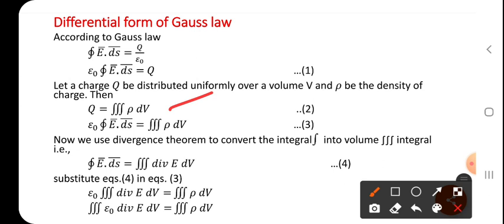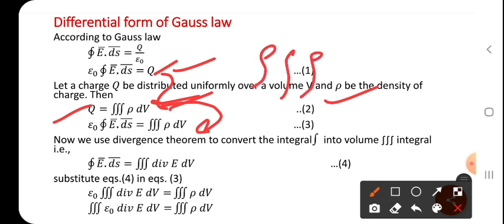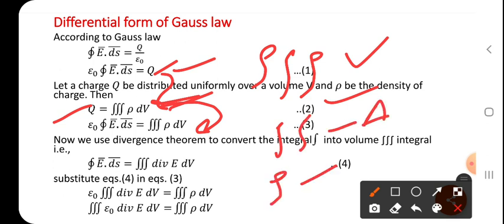Let it be equation 2. Now this q term is substituted in equation 1. Then for the third equation we got epsilon naught integral E bar dot ds bar is equal to the triple integral of rho dv. A triple integral indicates volume, a double integral indicates area, and a single integral indicates length or breadth or height, a single term.